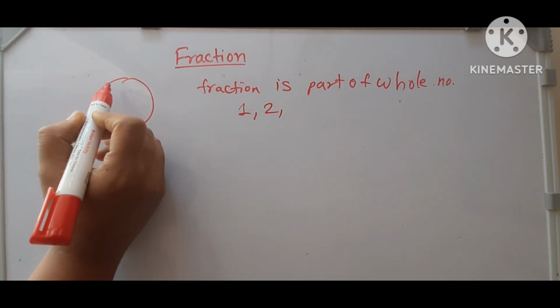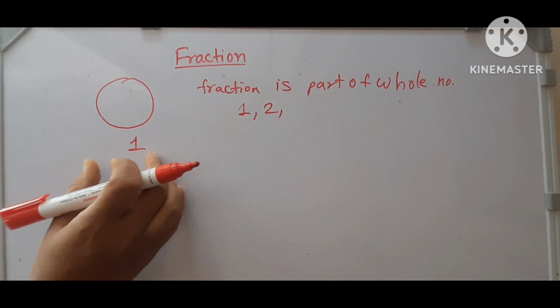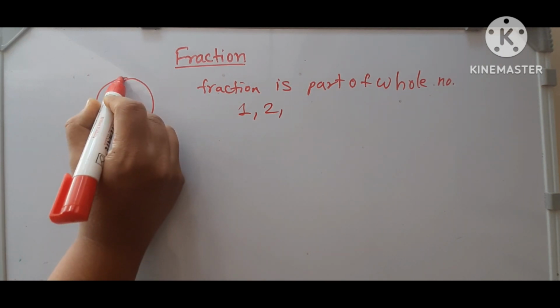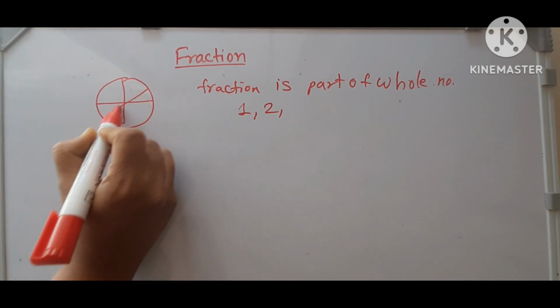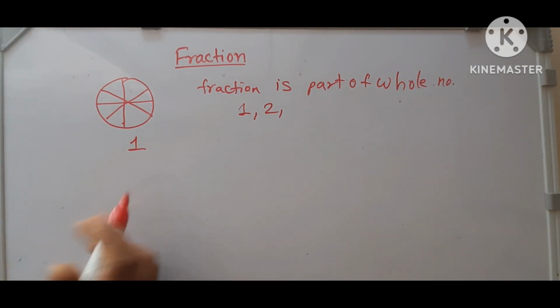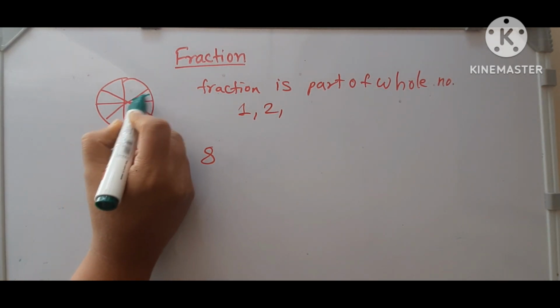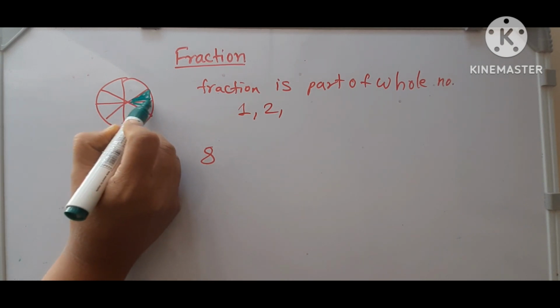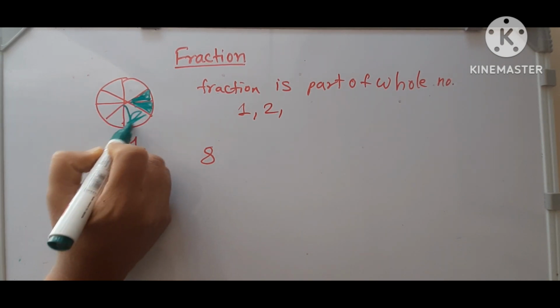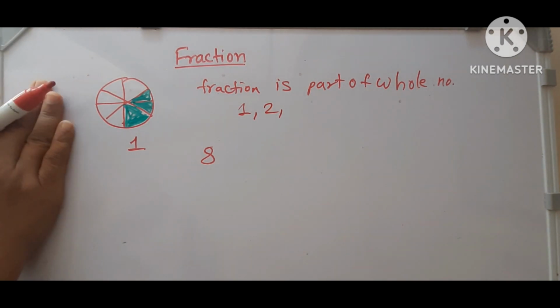If I have a pizza, it's one complete pizza. It's not divided, so it's one whole pizza. If I divide this pizza into 8 slices, how many slices of pizza are there? 8 slices. And suppose 3 slices of the pizza are eaten, and we need to find out what fraction of the pizza is eaten.